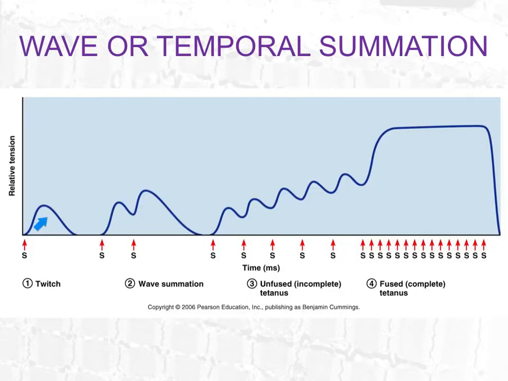So here is a graph. So here's if there's just a single twitch, a single contraction. If you get a couple signals at once, the first one is lower and then the second one is higher. So it's like, if you remember interference with waves in physical science, the second one is bigger. And then if you have lots of signals all being sent, ultimately they can fuse. And that's what we call tetanus. So the muscle is just staying contracted rather than contracting and relaxing, which is good if you're trying to carry something, for instance.